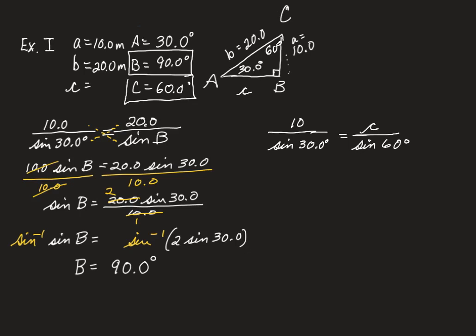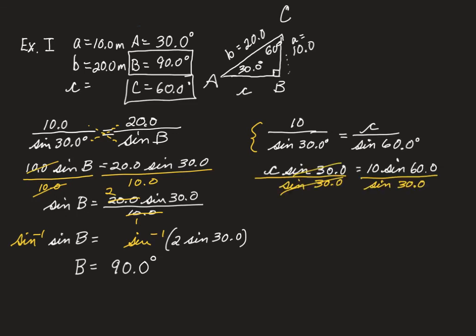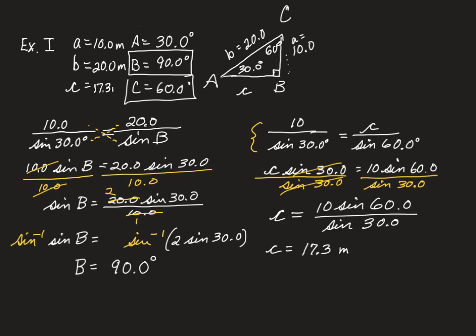Once again, for our first ratio, we return to the values we had at the beginning of the problem, and we cross multiply. To isolate C, we must divide by sine of 30 degrees on both sides, and when we appeal to the calculator and report the proper number of significant digits, we come up with 17.3, because our units of measure are meters. That is our final missing piece. 17.3 meters is the length of side C. The triangle is solved.